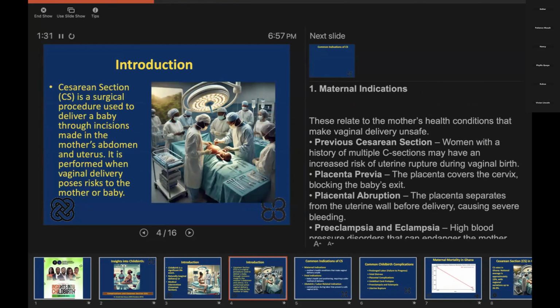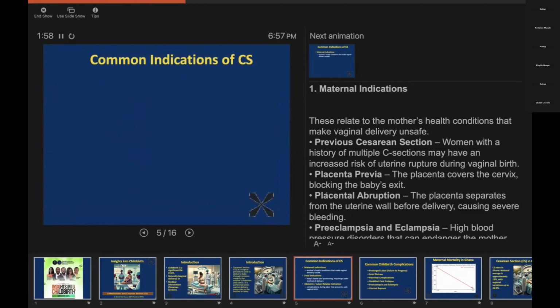So cesarean section is actually a surgical procedure where a baby is delivered through an incision or a cut on a pregnant woman's abdomen, to deliver the baby through the womb, where a vaginal delivery or the natural route will not be feasible or safe for the mother or for the baby. There are certain indications, reasons why we will suggest cesarean section for a pregnant woman. I'll just mention the common ones.